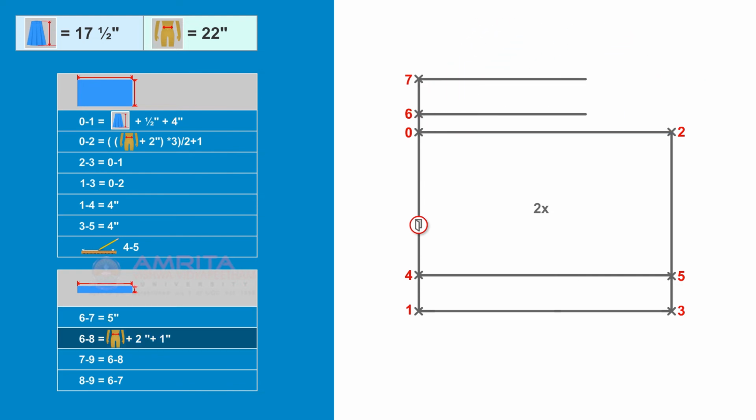Starting from point 6, measure 25 inches and make a mark. This is point 8. Again from point 7, measure 25 inches and make a mark. This is point 9. Lines 6, 8 and 7, 9 have the same length and are parallel. Lines 7, 6 and 9, 8 have the same length and are parallel. Thus we have constructed the pattern for the waistband.